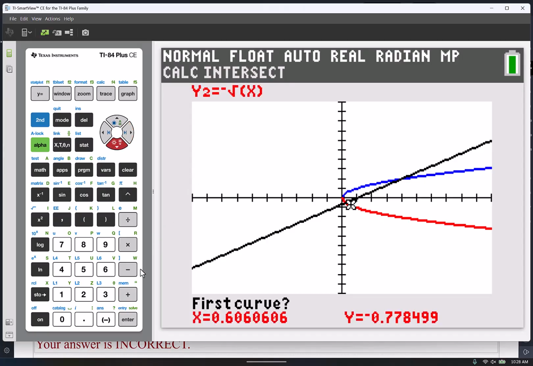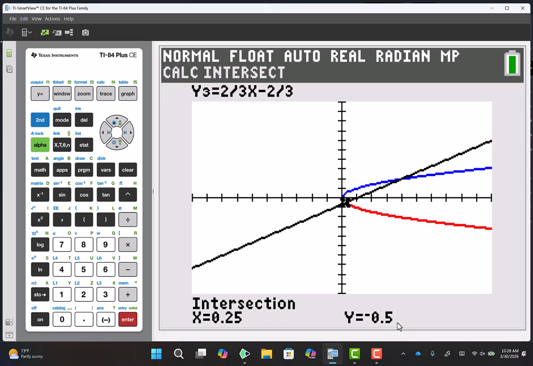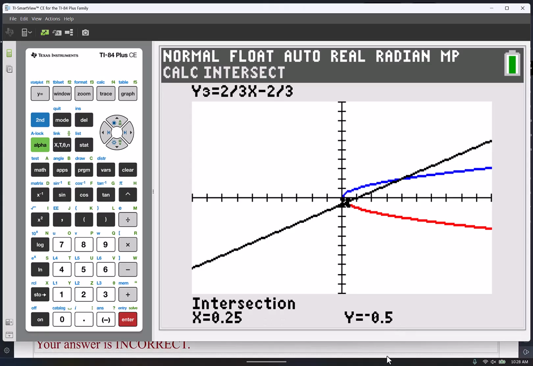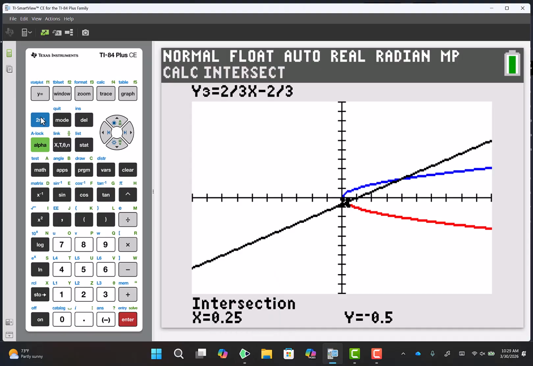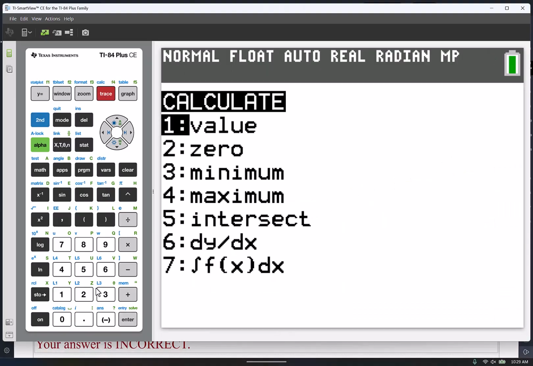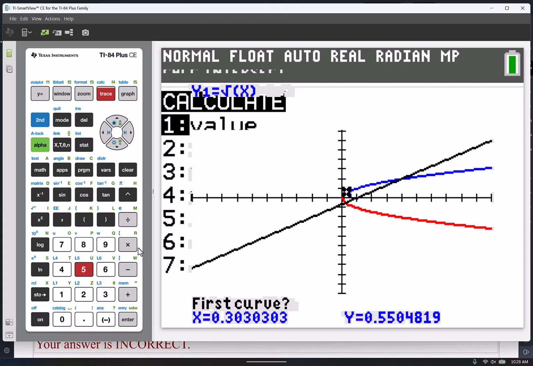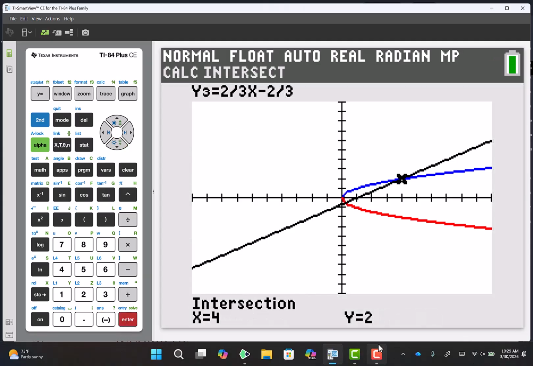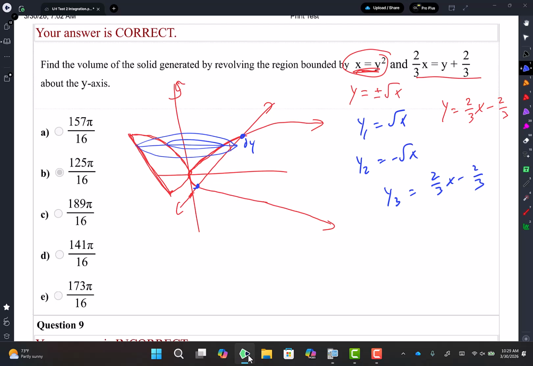There it is. Y2, the red one. And then the black one. Enter. There we go. So negative 0.5. Is that what you guys got? Okay, so remember that. Write that down somewhere. Second, calculate, number 5. And then I want the blue one, not the red one, but the black one. There we go. Bam. And there's the other one, 2. All right, here we go. Pi on the outside. Integral from negative 0.5, that's the lower limit, and remember, these are y's, all the way to 2.